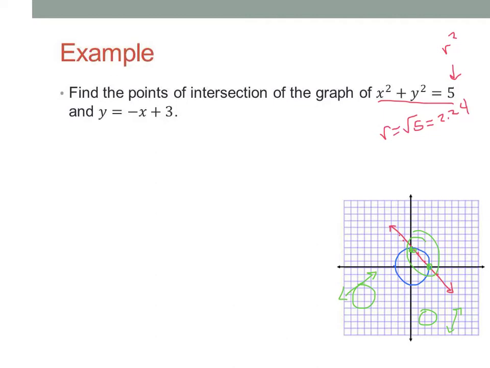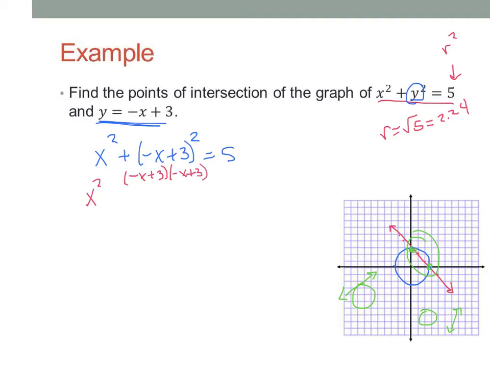So let's do this one with substitution. And so since we've solved for y here, let's just substitute it in for y up here. So x squared plus y, which is now negative x plus 3 squared, equals 5. And if we have a binomial squared, that means we're going to FOIL. So that is negative x plus 3 times negative x plus 3. So we're looking at plus x squared minus 3x plus 9 equals 5. So 2x squared minus 6x plus 9 equals 5.